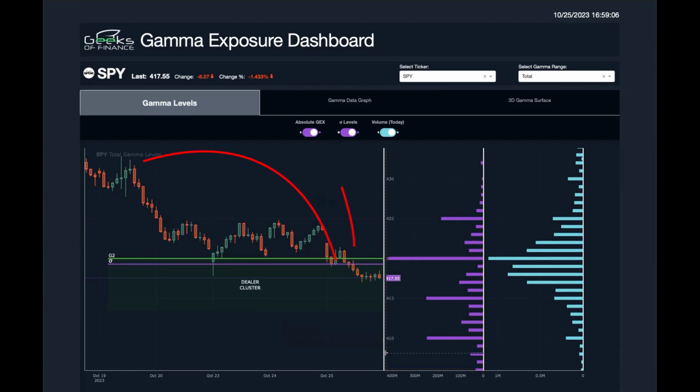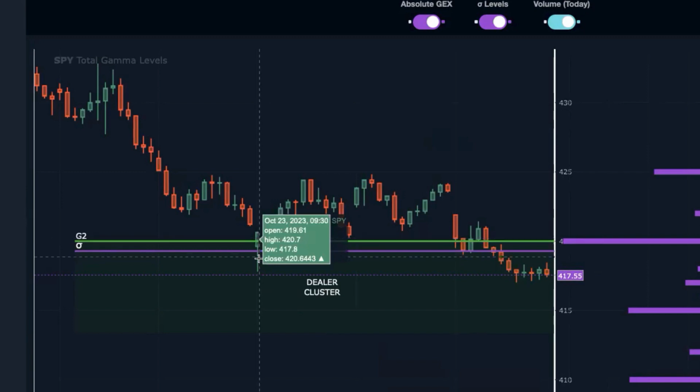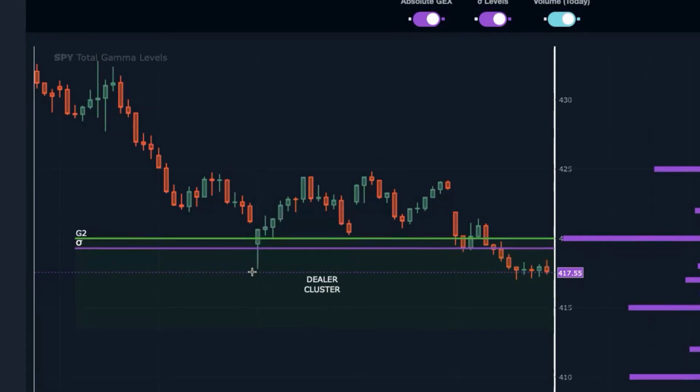Typically, when price comes into these dealer cluster zones, we see one of two things happen: either a sharp bounce or a pause and then another leg lower. And so these are kind of inflection zones. If you take a look at what happened here on Monday, we dipped right into this dealer cluster zone and had a pretty sharp bounce until around midday on Monday. And then we were just kind of bouncing here at this G2 level, which is the highest negative gamma concentration level. And here we are again today, bouncing right through that G2 level and kind of selling off.